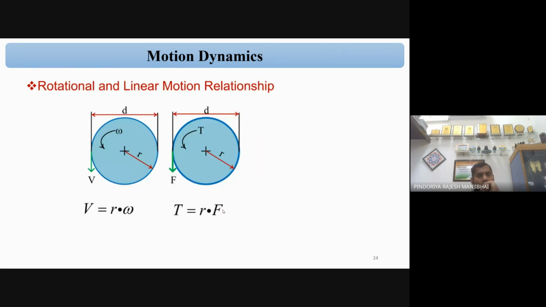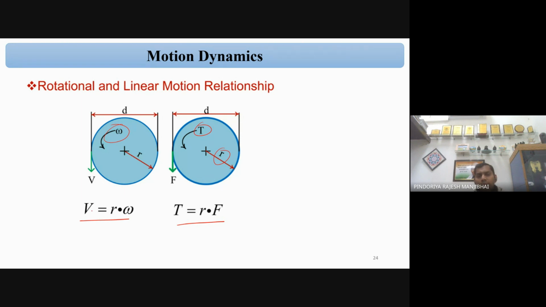So this is a simple rotational system. You can see this is your radius, and this is omega, in the anti-clockwise direction, and this is the linear force. This is again the radius, and this is your torque. Torque is nothing but radius into force, and velocity is nothing but your radius into omega.